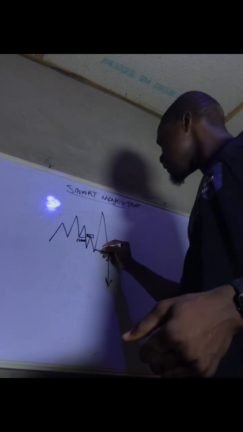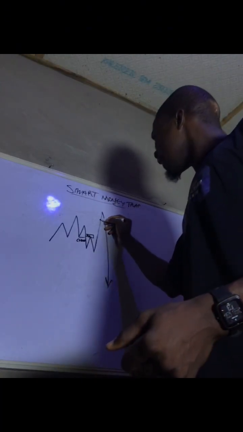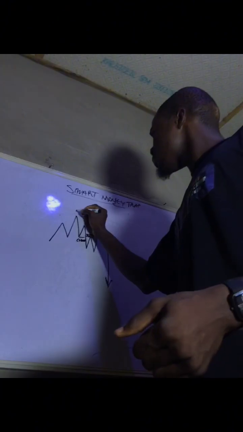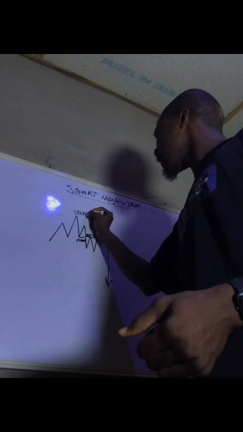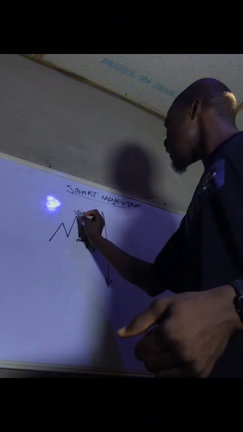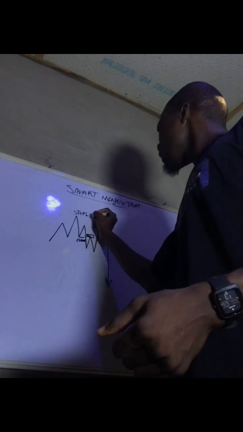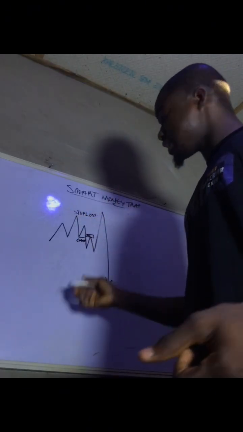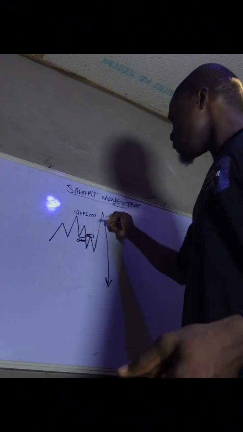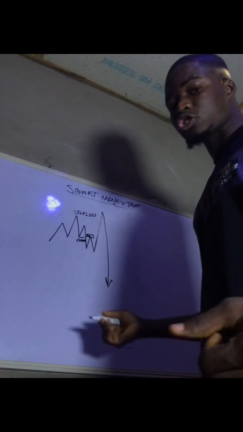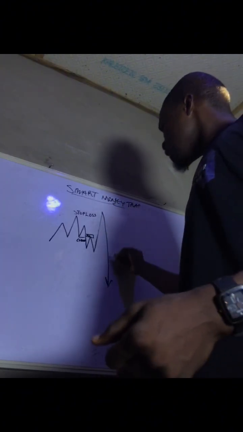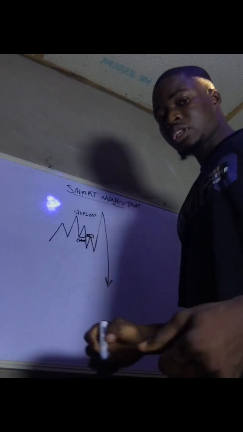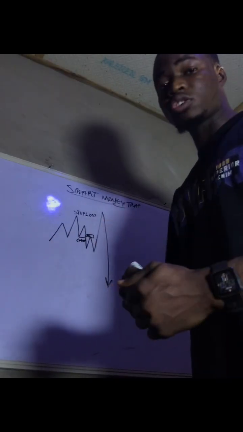You see the market go where you place your stop loss. Your stop loss is supposed to be at the safest high. We call this place the safest high. Here is where your stop loss is supposed to be. But sometimes you see the market will reverse back at this and hit your stop loss before it starts going in its direction. This is what we call the smart money concept trap.